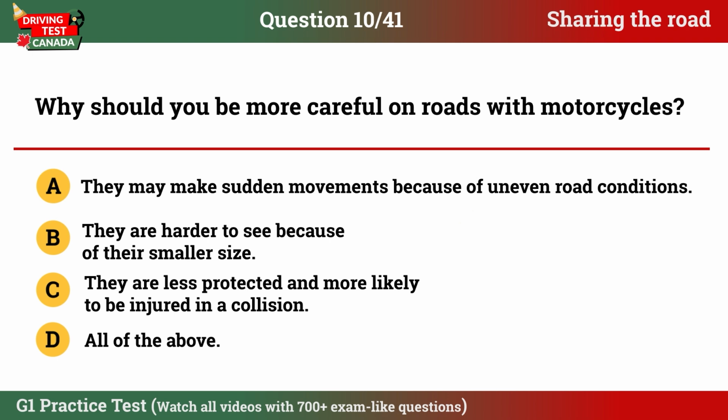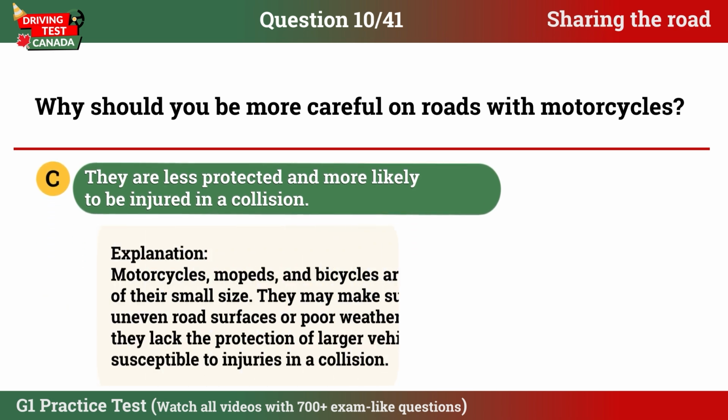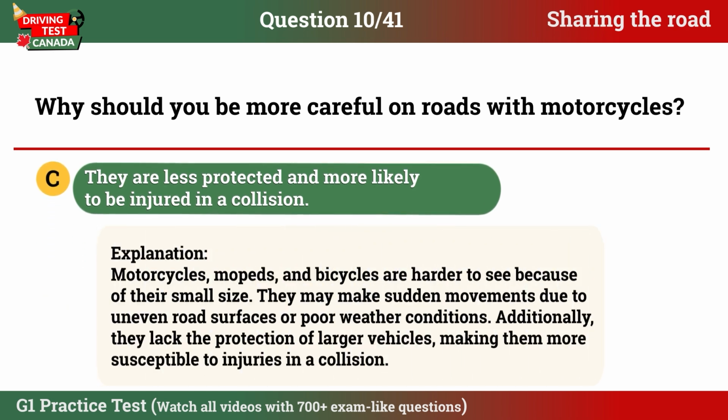The correct answer is C. They are less protected and more likely to be injured in a collision. Explanation. Motorcycles, mopeds, and bicycles are harder to see because of their small size. They may make sudden movements due to uneven road surfaces or poor weather conditions. Additionally, they lack the protection of larger vehicles, making them more susceptible to injuries in a collision.